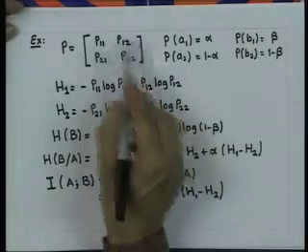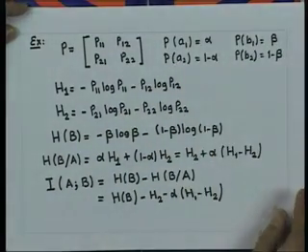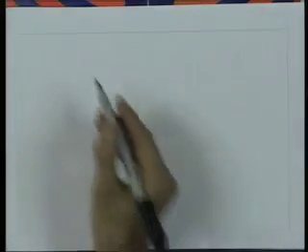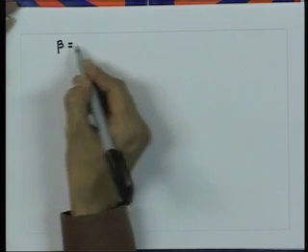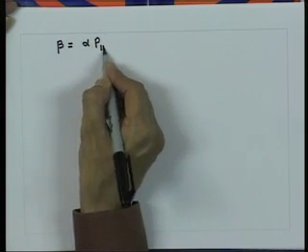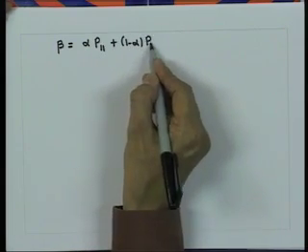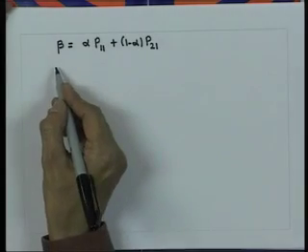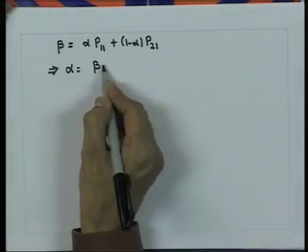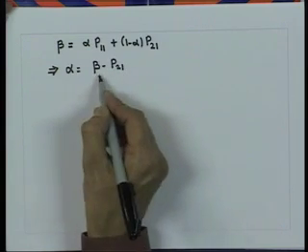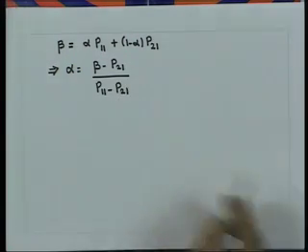Now, with this channel matrix and with this input probability distribution, probability of B1, which is equal to beta, can be easily calculated as alpha times p11 plus (1 - alpha) p21, and from this it implies that alpha is equal to beta minus p21 upon p11 minus p21.